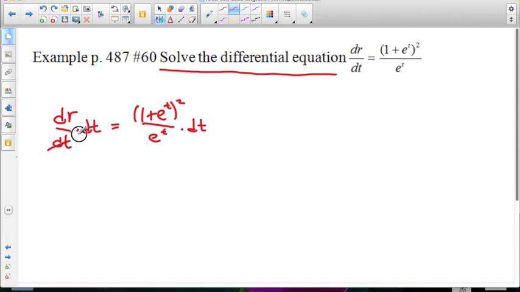And so these differential expressions would cancel each other out, in the same manner that a fraction works algebraically. And so we're left with the differential expression 1 plus e to the t squared over e to the t dt, and then we can go ahead and integrate that.